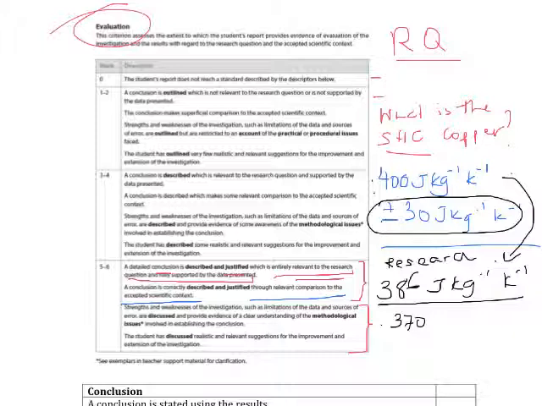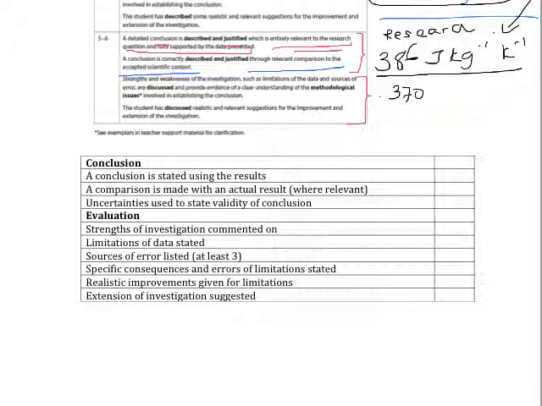So this is what we mean by a relevant comparison, taking the theory and comparing it to what you actually find. I've outlined that in the pupil guide section: that you've stated your conclusion using the results, that you've made a comparison with the actual result, meaning you've done some research and found out the answer that you were supposed to get, and you use the uncertainties to state the validity of your conclusion. You see if the actual value falls within your plus or minus range.